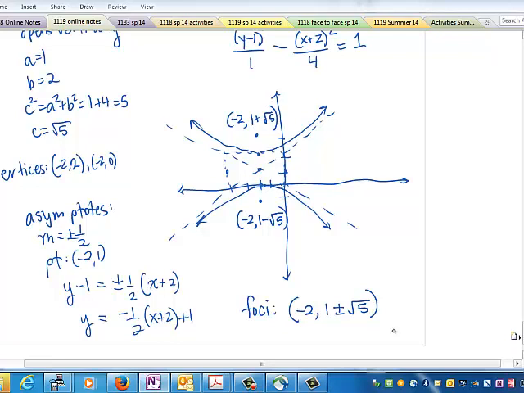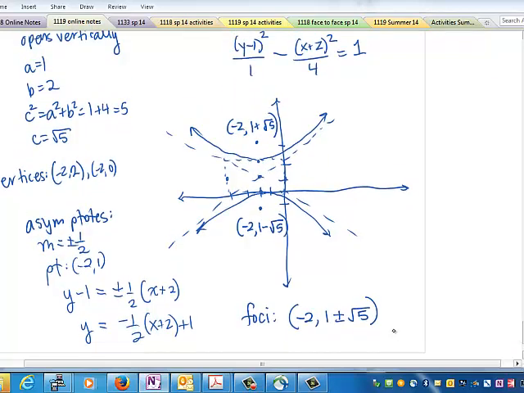Alright, so hopefully these hyperbolas are making some sense. Good luck.